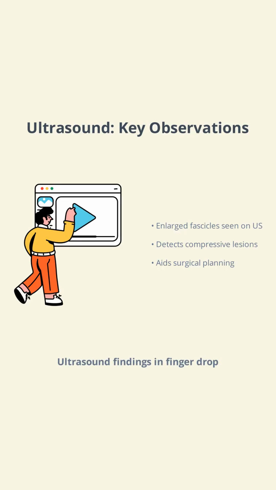Ultrasound findings in finger drop can include enlarged nerve fascicles, hypoechoic or hyperechoic changes, and even neuromas. In some cases, US can detect compressive lesions like cysts that are not visible on other tests. These observations are especially helpful in planning surgery or other interventions, making ultrasound a valuable tool in the diagnostic process.